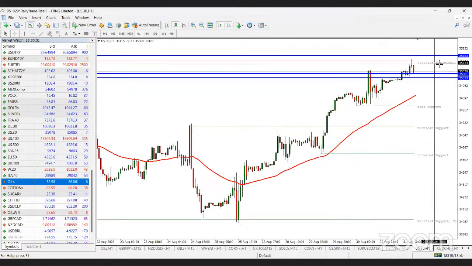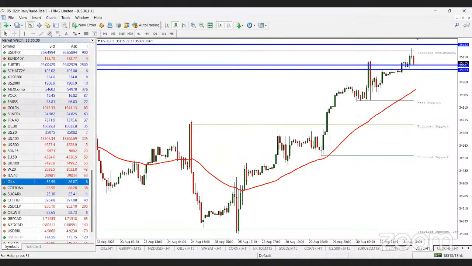US 30 is seemingly trying to make its bearish run. Remember that we said for US 30, we'll be looking at 35,060. It's very close there to 35,030, right? So US 30 is looking that way. Then US 100.